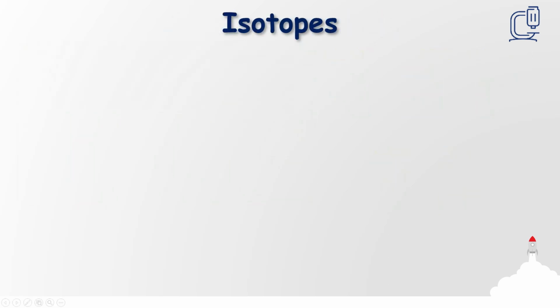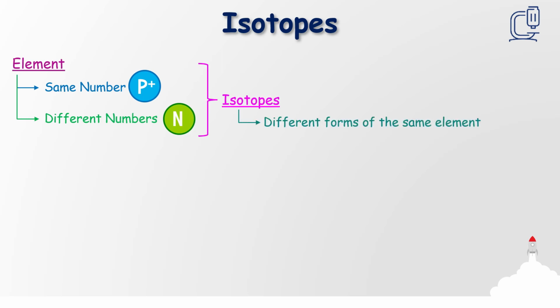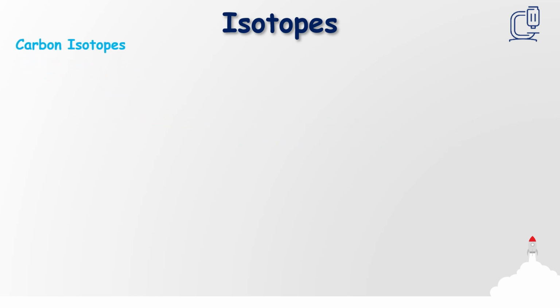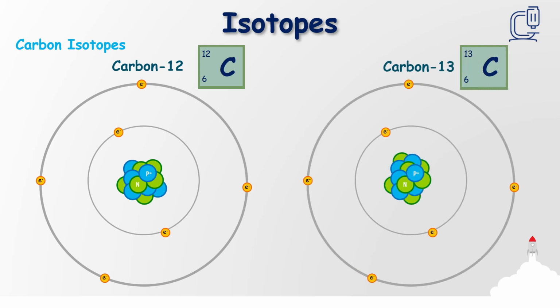Let's move on to isotopes. Atoms of the same element must have the same number of protons, but they can have different number of neutrons. Isotopes are different forms of the same element, which have the same number of protons but different number of neutrons, or put another way, they have the same atomic number but different mass numbers. Let's take a look at carbon, where carbon has a pair of isotopes. We have the more common carbon-12 and the rarer form of carbon-13.